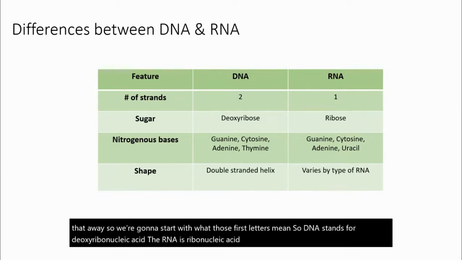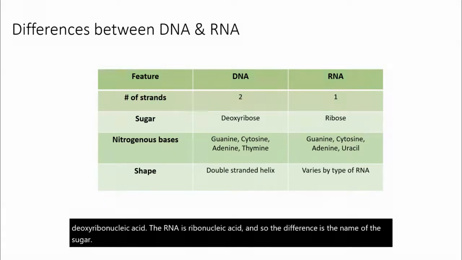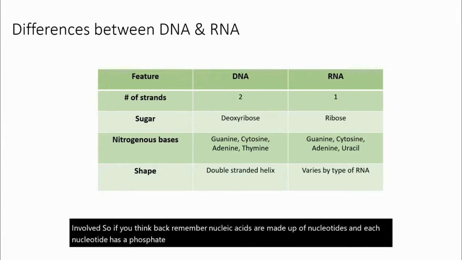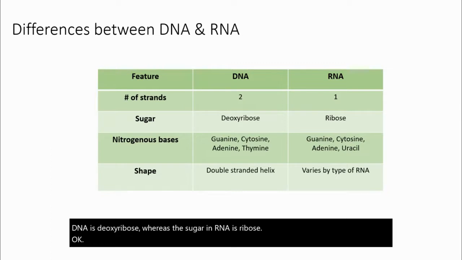And so the difference is the name of the sugar involved. If you think back, remember, nucleic acids are made up of nucleotides, and each nucleotide has a phosphate group, a sugar, and one of the four bases, A, T, G, or C. The sugar in DNA is deoxyribose, whereas the sugar in RNA is ribose. Okay? Another difference between DNA and RNA is the number of strands.